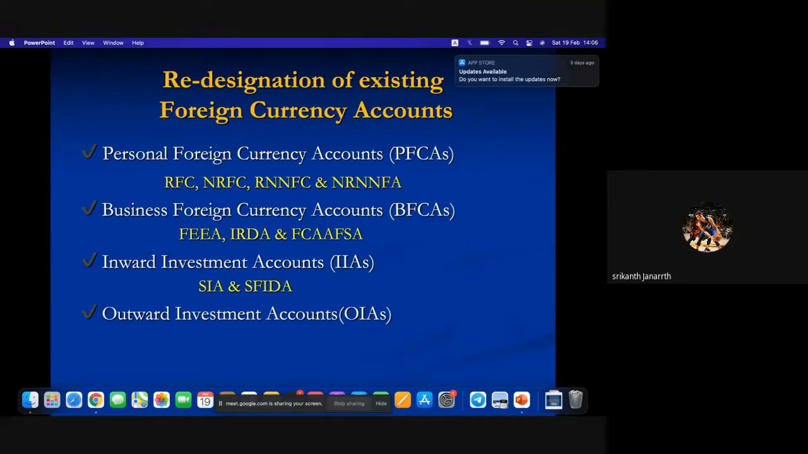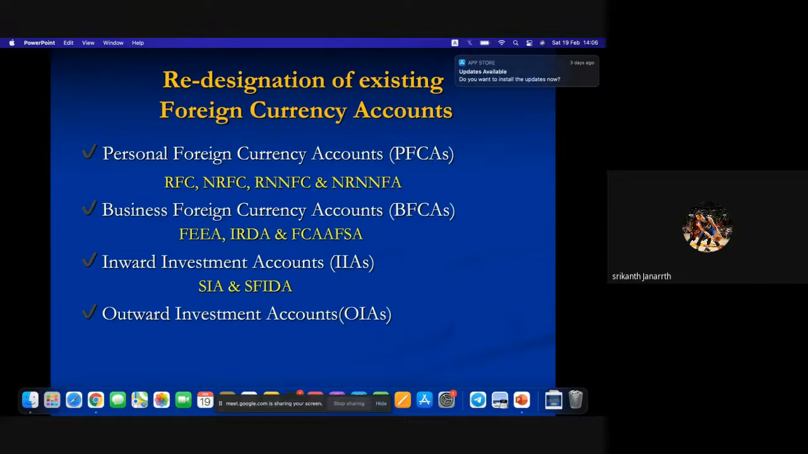Then what happened? There are foreigners who are coming here with a resident visa. As I told you, the Apollo Lanka Hospital doctors are working. They are getting their salary in dollars. They also wanted to maintain a foreign currency account. So Central Bank gave them permission under the Exchange Control Act as RNNFC.